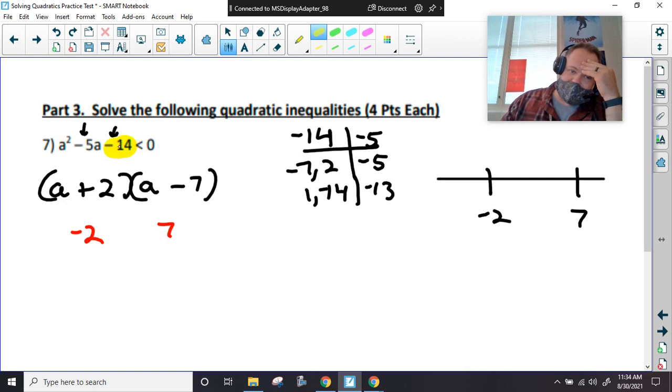What are the factors of -14, what two numbers, when you multiply them, you get -14, but you add them, you get -5. So -7 times 2 is -14. Do you agree with that? Okay. Is -7 plus 2 is -5.